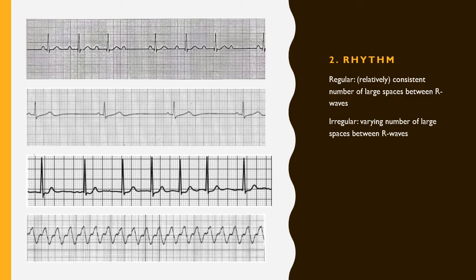Step 2. Rhythm. This is easy. Is the space between the R waves relatively constant? From the top, we have an irregular rhythm, then regular, then irregular, and then regular.